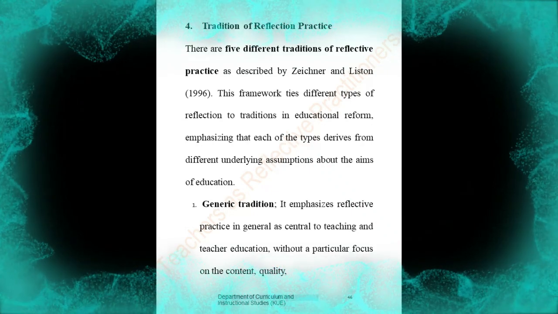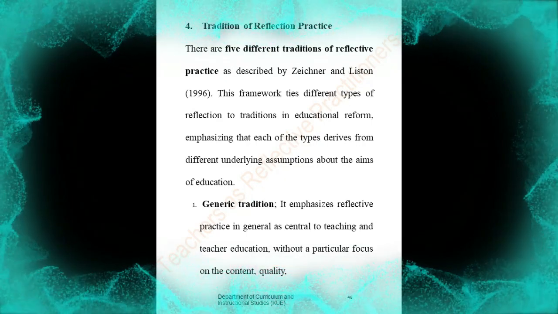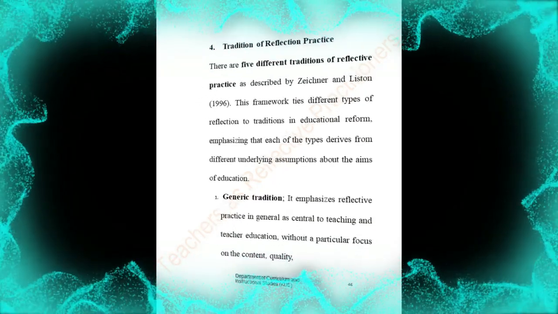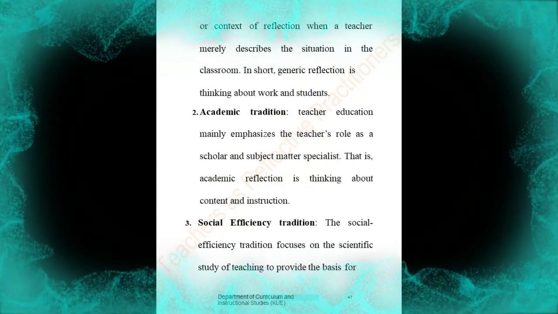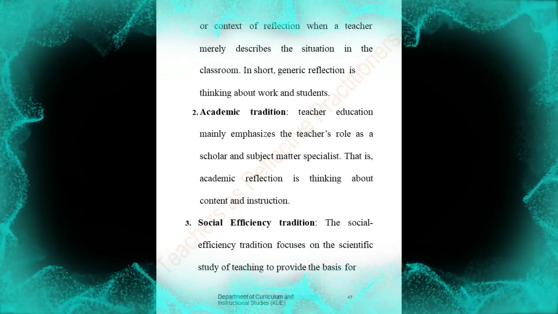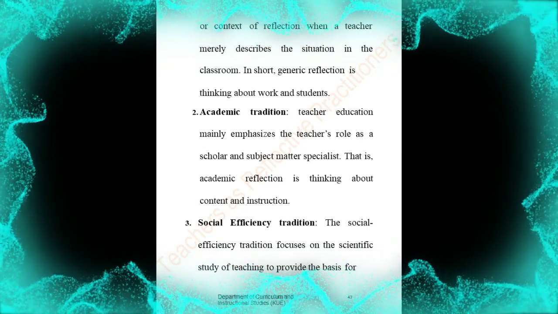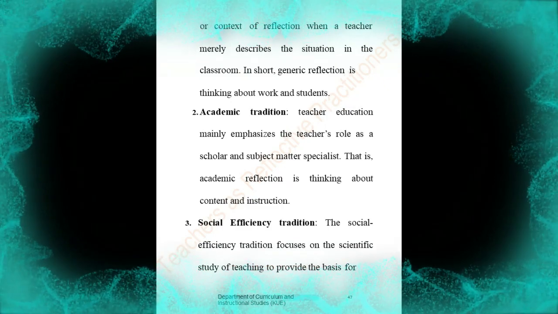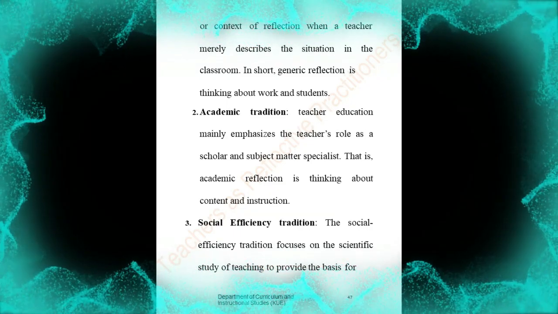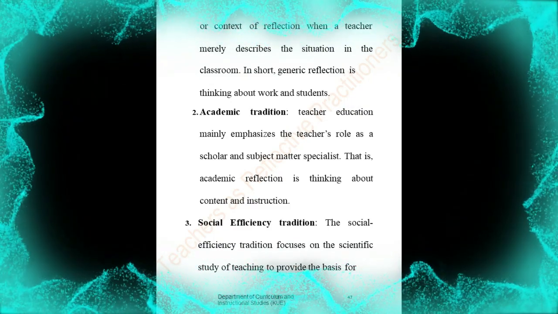1. Generic tradition. It emphasizes reflective practice in general as central to teaching and teacher education, without a particular focus on the content, quality, or context of reflection when a teacher merely describes the situation in the classroom. In short, generic reflection is thinking about work and students. 2. Academic tradition. Teacher education mainly emphasizes the teacher's role as a scholar and subject matter specialist. That is, academic reflection is thinking about content and instruction.